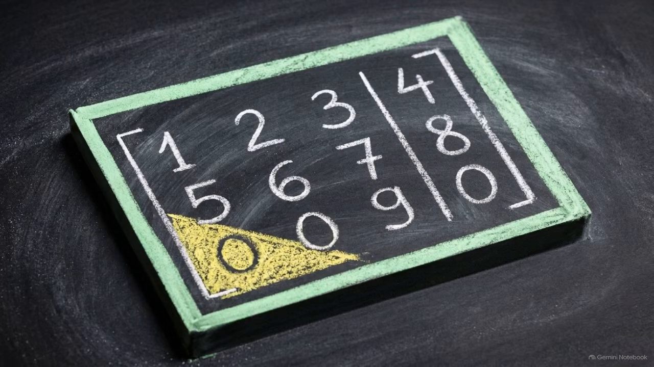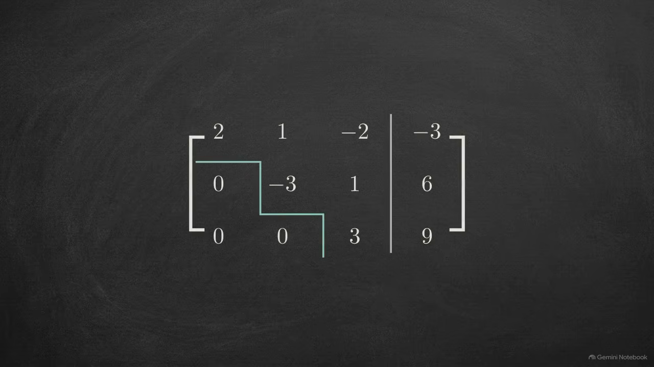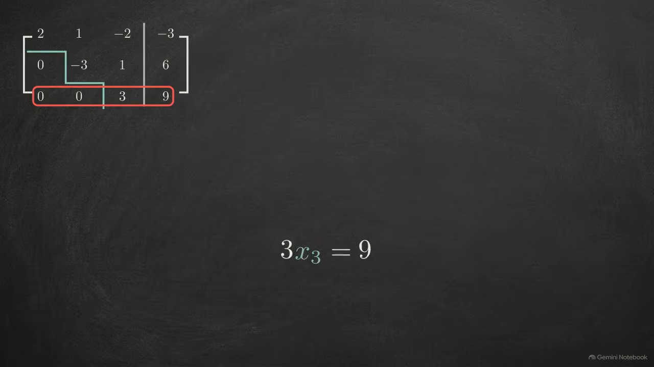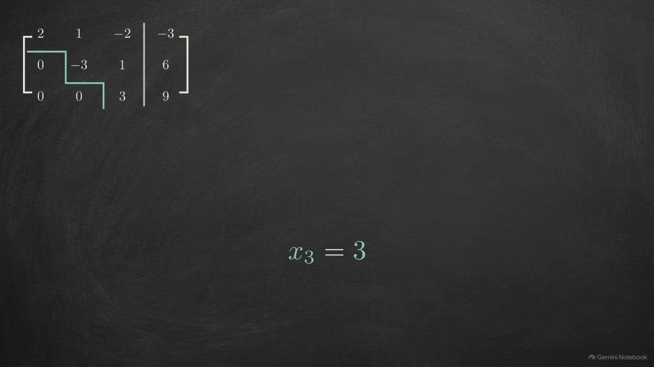The Gaussian algorithm systematically clears out the lower triangle of the matrix, isolating one variable completely so we can begin solving the system. With the matrix in row echelon form, we look at the bottom row. Translated back into algebra, this row now represents a simple single variable equation. A quick division gives us the exact value of our third variable.